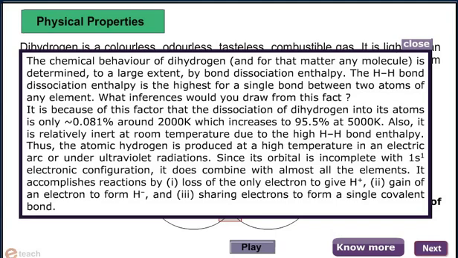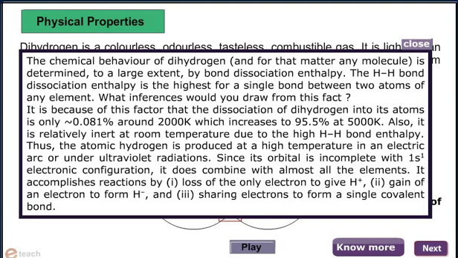It is because of this factor that the dissociation of dihydrogen into its atoms is only 0.081% around 2000 Kelvin, which increases to 95.5% at 5000 Kelvin. Also, it is relatively inert at room temperature due to the high H-H bond enthalpy. Thus, atomic hydrogen is produced at a high temperature in an electric arc or under ultraviolet radiation.